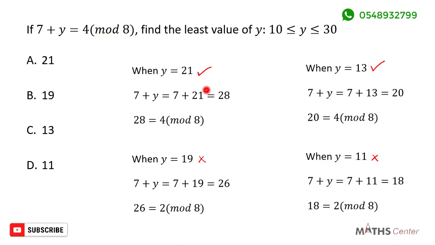So we have two options here, y equal to 21 and y equal to 13. Now let's look at the question so that we can pick the correct one. The question says we should find the least value of y. Even though both values satisfy the equation, the question wants the least value of y. Between 21 and 13, the least is 13. So the least value of y that satisfies this equation is 13. 13 is option C.